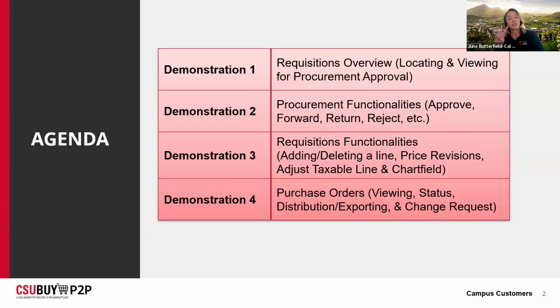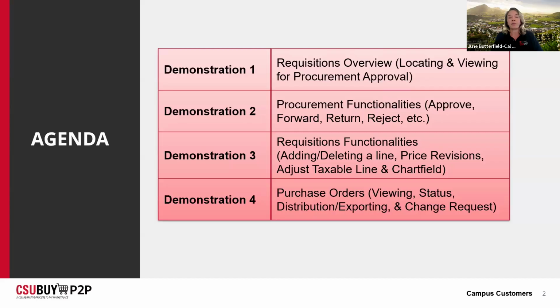So our agenda consists of 4 demonstrations designed to provide you a viewing guide to understanding this role and the best practices within the system. Let's start with an overview of the requisitions and demonstration number 1. I'm going to demonstrate how to locate and view a requisition in the system for procurement approval. This process is very similar to what we covered in the last session for DOA approvers, so for those that attended, this should feel a little familiar. This is a fundamental step in managing your workflows efficiently.